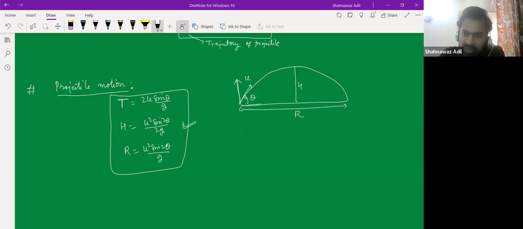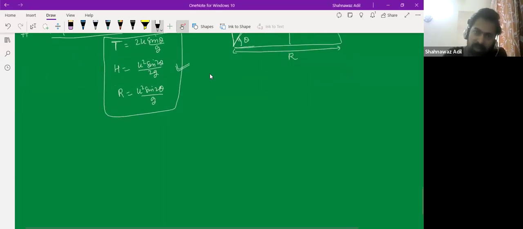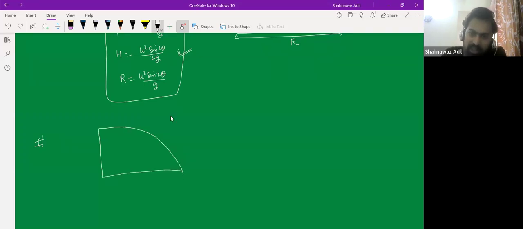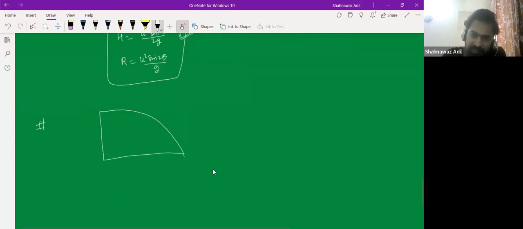And what happens when we project this thing from the top of the tower? Let's say we project with horizontal projection. So this is horizontal projection, and this is angular projection. So in horizontal projection, what do we have?